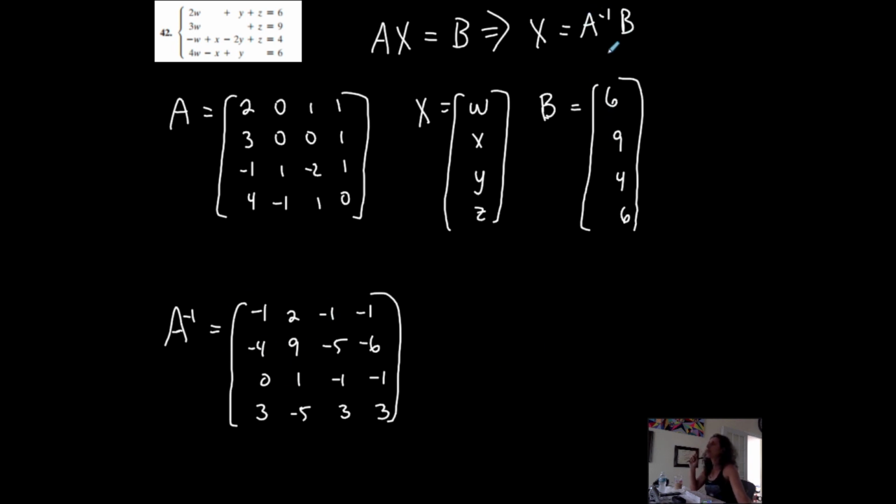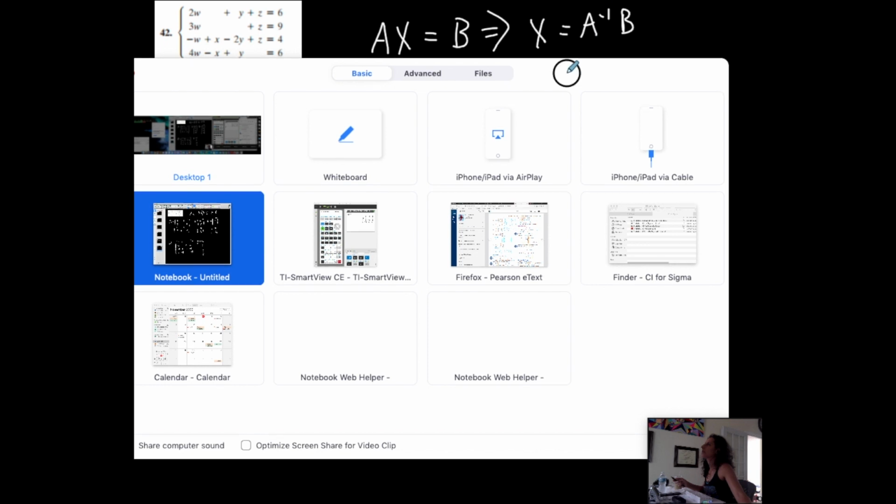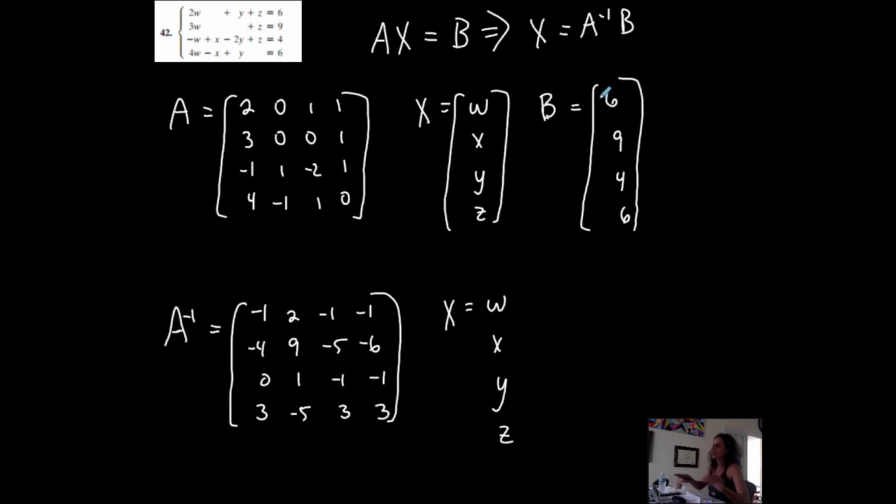You want to multiply A inverse times B, right, to get matrix X, which is W, X, Y, and Z. So I want matrix X, which is W, X, Y, Z, and that's equal to the product of A inverse and B. So A inverse times B. Now I could do that by hand, right? Multiply the two. It's not really that bad if I do it by hand, but I'll do it on the calculator too because I don't think I ever showed you that. So I might as well just try it.